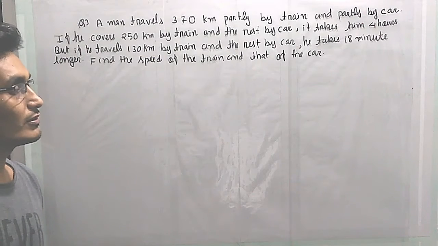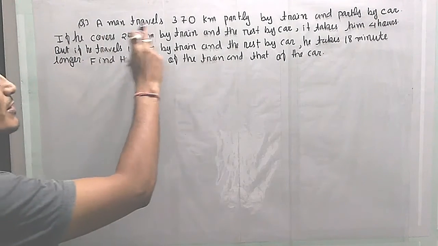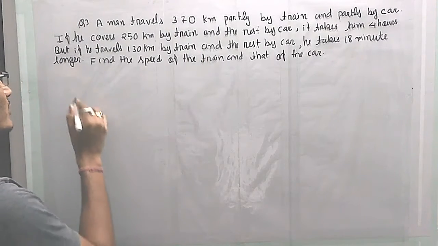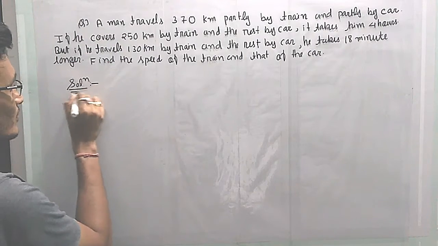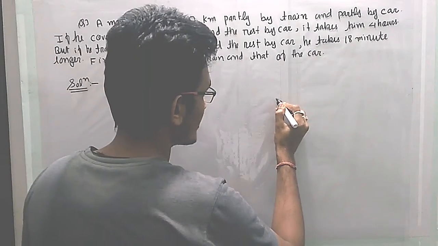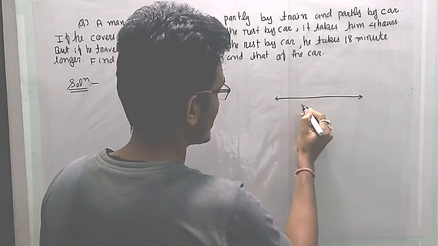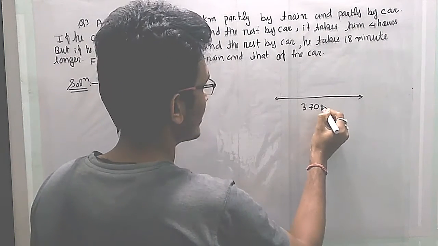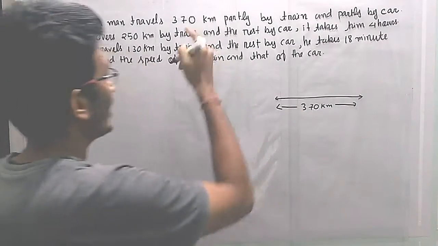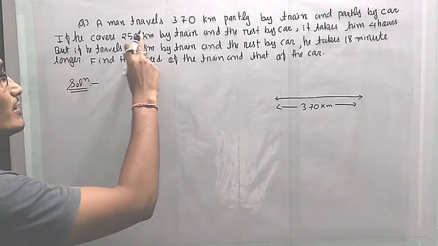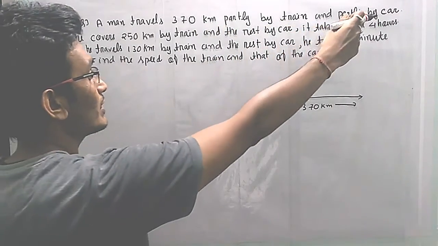So in this given question, there will be two cases. First of all, what is the total distance? It is 370 km. So, solution. The total distance is 370 km. And in case 1, it is given that he travels 370 km partly by train and partly by car.